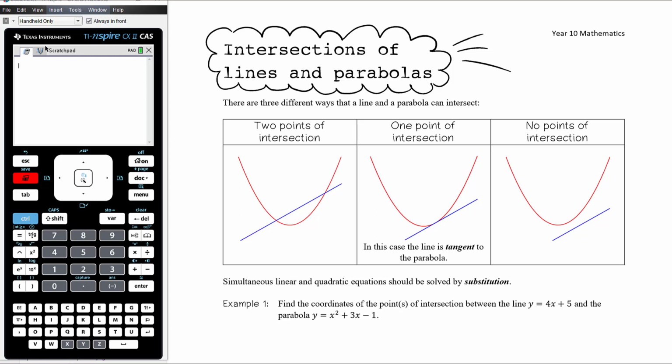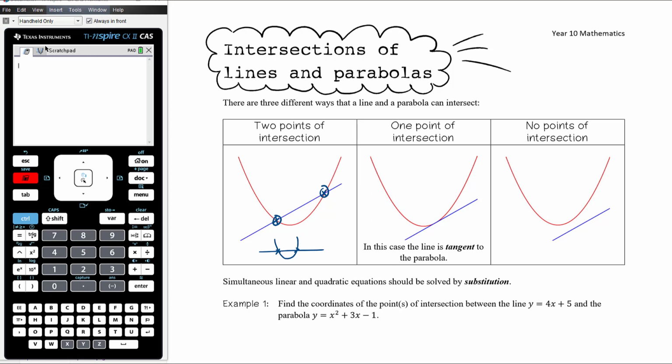So first of all, we want to think about the three different ways that a line and a parabola can intersect. Obviously a straight line and a parabola could cross at 2 points, and this would be an example of where that's happening. We see this happening when we talk about x-intercepts as well. A parabola can have two x-intercepts because essentially the x-intercepts are where a line meets with a parabola, so they can cross twice.